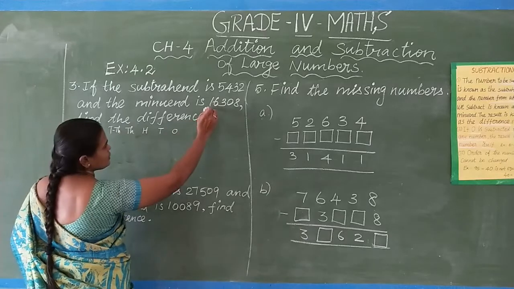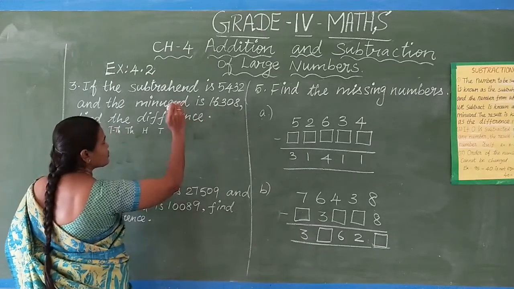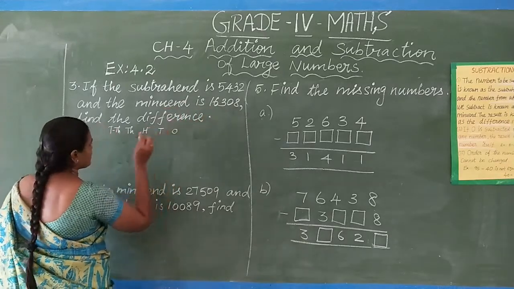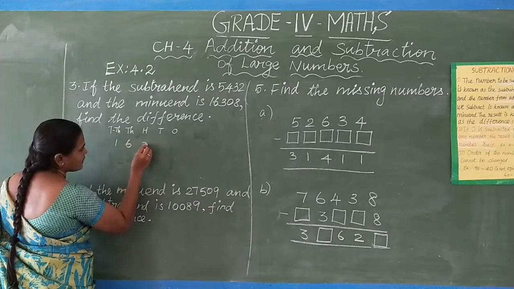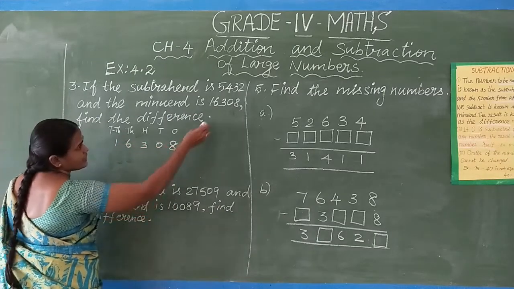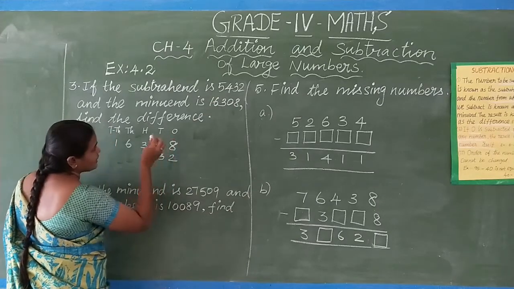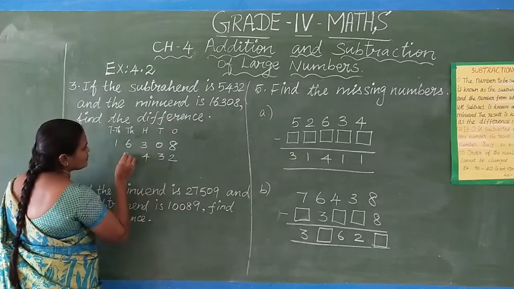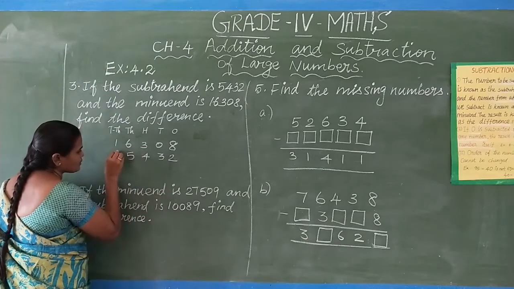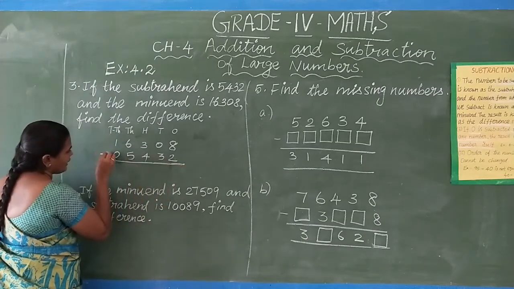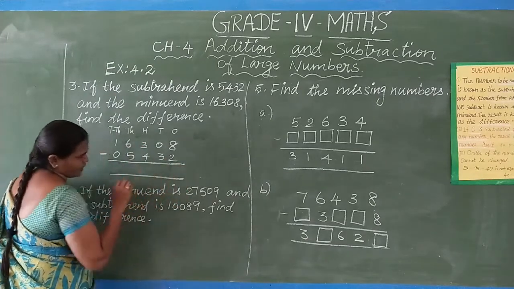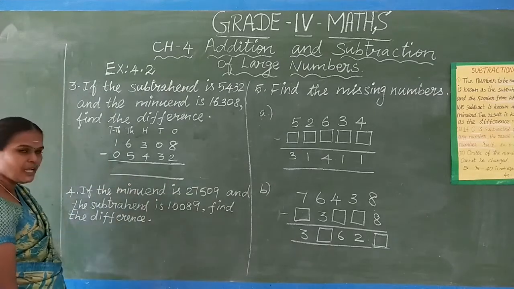Okay, so which one is the big number? This is the big number. So minuend is the first. So 16,308. Second one, ones column 2, tens 3, hundreds 4, thousands 5. So now 10,000 column write 0. Find the difference means subtraction. Okay, find the difference means subtraction.